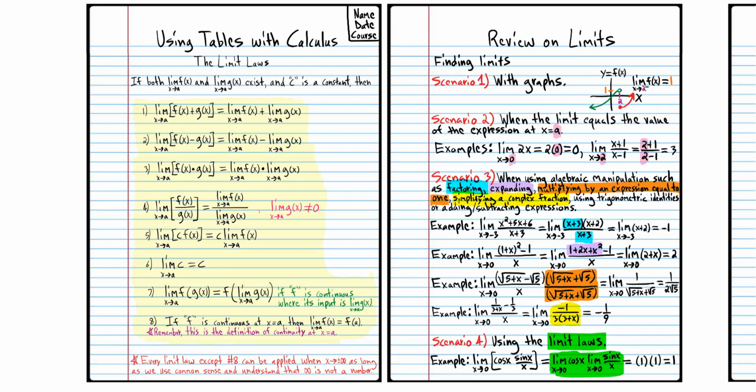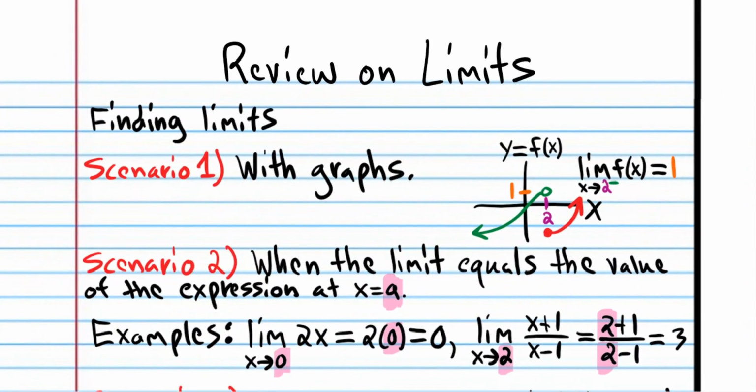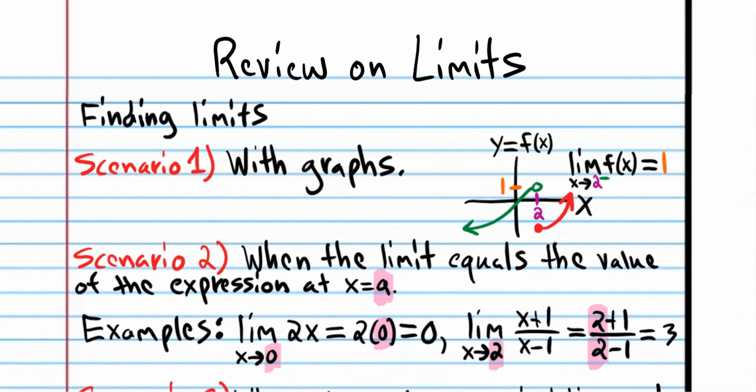So let's review limits. At the beginning of the course we learned how to find the value of a limit with a graph. Here's an example. Let's say that you have a point on a graph. We're putting that point on the graph, and this expression here is asking, what do the y values of this point approach as the x values approach 2? So the x values of the point are approaching 2. What are the y values of the point approaching? And the answer is 1.